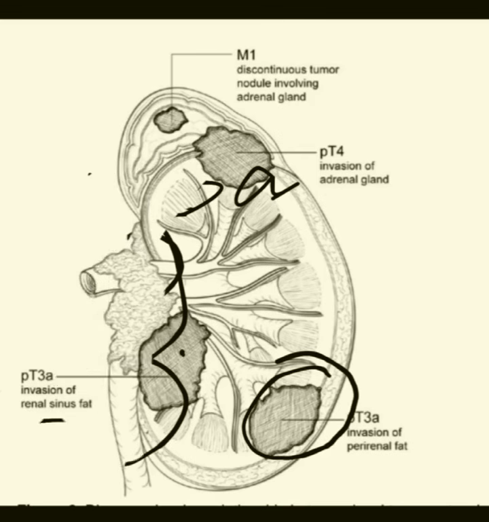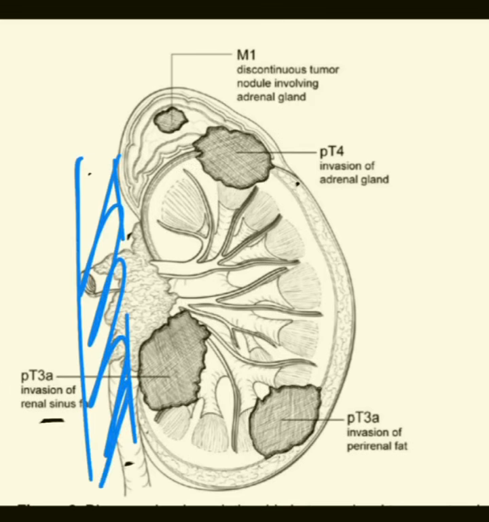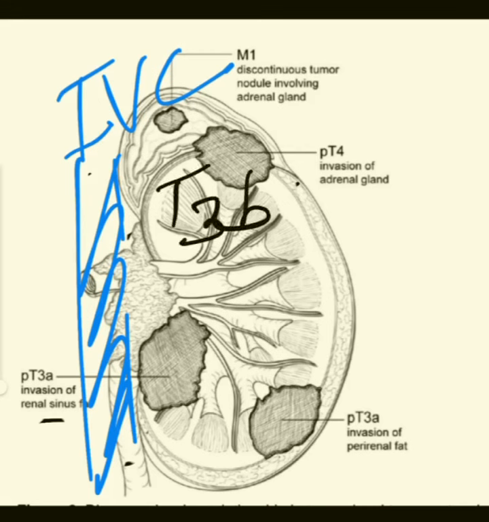So when do we call them as pT3b or pT3c? So pT3b or pT3c is when the inferior vena cava is involved. So if the inferior vena cava is involved by the tumor above the diaphragm, we call it pT3b. And if the inferior vena cava below the diaphragm is involved, we call it pT3c.